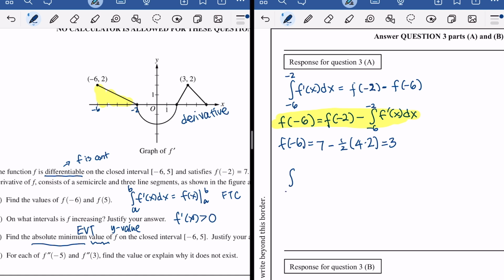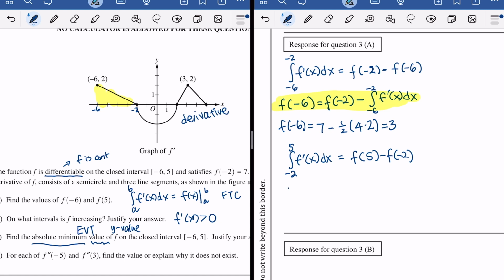Now this time, the lower bound will be negative 2. The upper limit will be 5, f prime of x dx. Again, this step is not required. It just helps me to figure out how I can go from initial value to final value using the accumulation. And then we are looking for the final value itself, f of 5, which is the accumulation, either the initial value adding the accumulation or the other way around, doesn't matter.